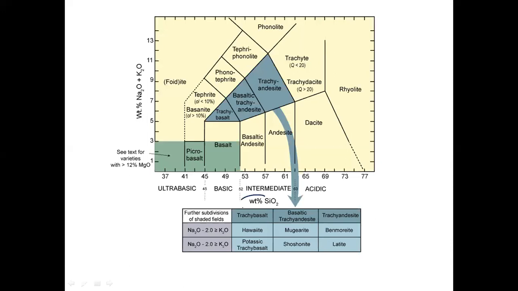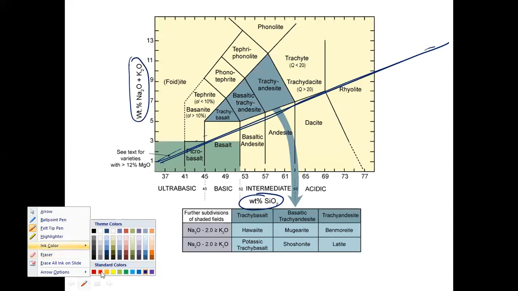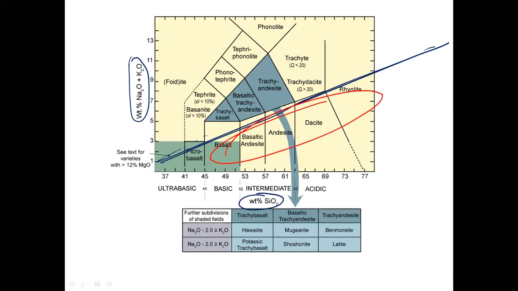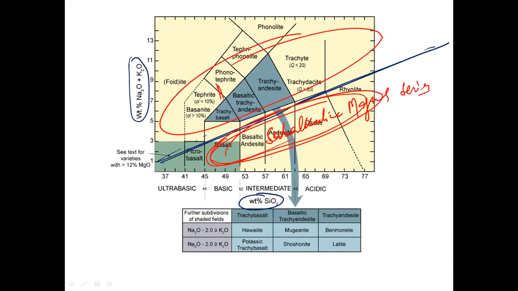So this is your silica component, this is your alkalis. Now can you tell me, this is the line. This area will be the subalkaline magma series, and this area will be the alkaline magma series.